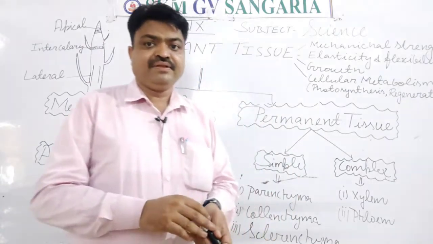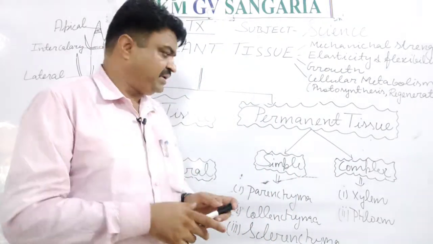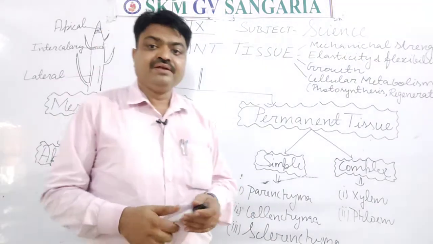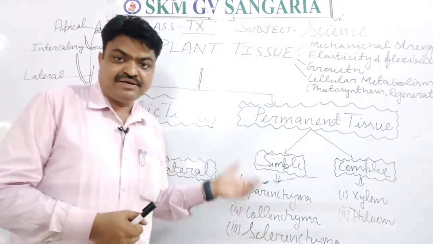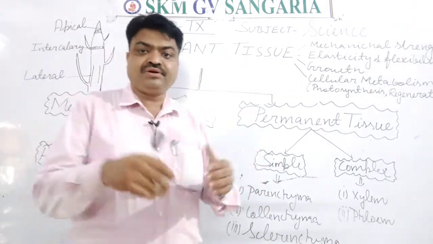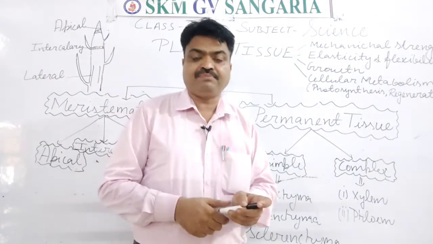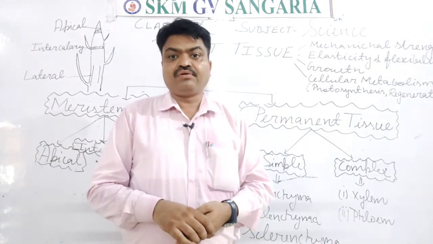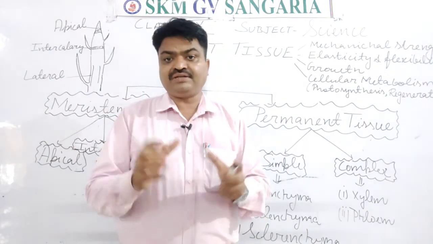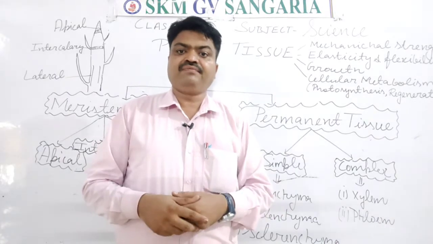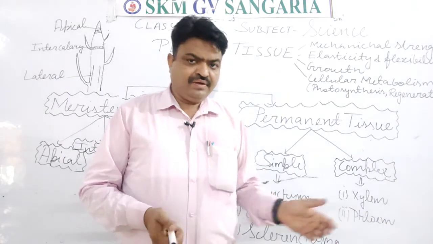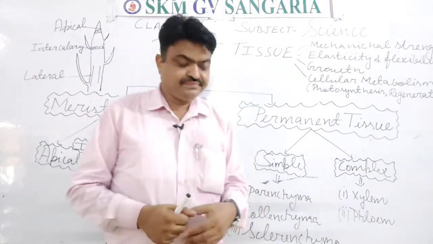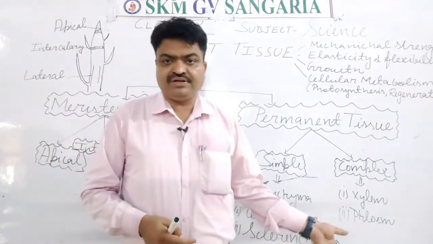Mechanical strength and different processes take place with the help of simple permanent tissue like the parenchyma, collenchyma. They provide the flexibility to the plant. With this, they also help in the photosynthesis because they have particular plant cells in them. Those cells have the chlorophyll in them, or those cells or tissue that have the chlorophyll are known as chlorenchyma. And with this, they also help in the respiration, regeneration. With this, sclerenchyma is also found in this.